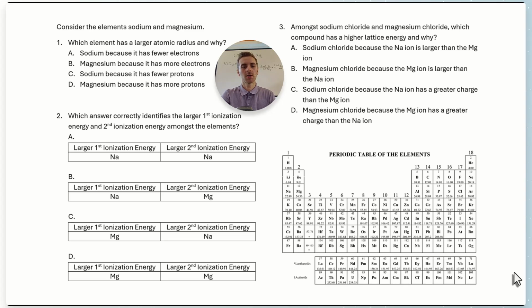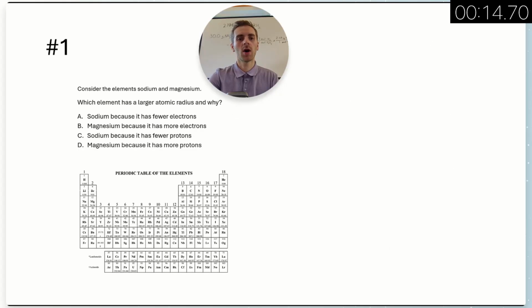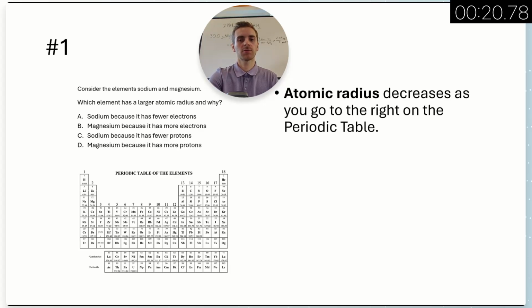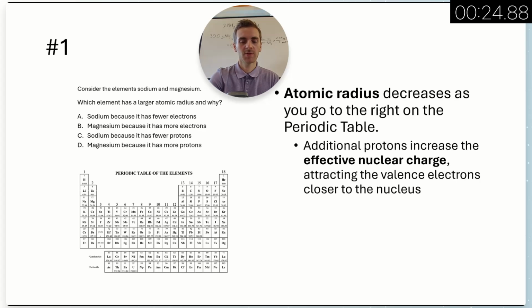So here we go. We're considering and comparing the elements sodium and magnesium, which are right next to each other horizontally on the periodic table. And so the first question: which element has a larger atomic radius and why? So atomic radius decreases as we go from left to right on the periodic table. And this is because the number of protons increases.